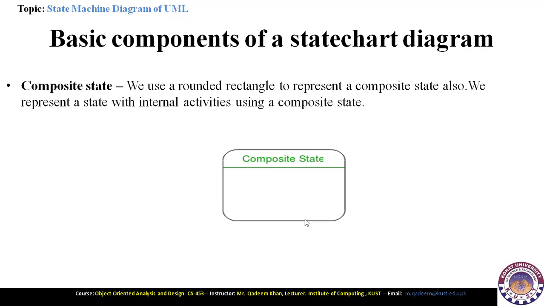Next one is called composite states. Composite states occur inside the state machine diagram, which is a sub-state machine diagram. We use a round rectangle to represent a composite state. We represent a state with internal activities using the composite state diagram.